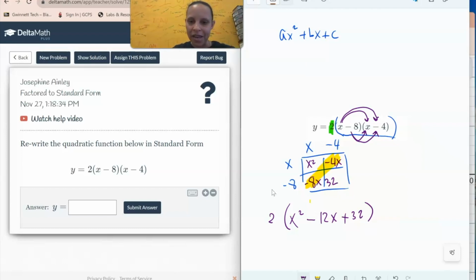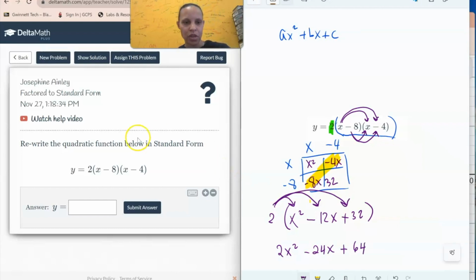My last step is to distribute the 2. Remember, we're not rude. We say hello to everybody. So that's going to be 2x squared. Say hello to the next person. 2 times negative 12 is going to be negative 24x. 2 times 32 is going to be positive 64. Now there's nothing left to distribute. I have it in standard form, which is what I'm looking for, ax squared plus bx plus c. So I'm ready to put my answer into standard form.